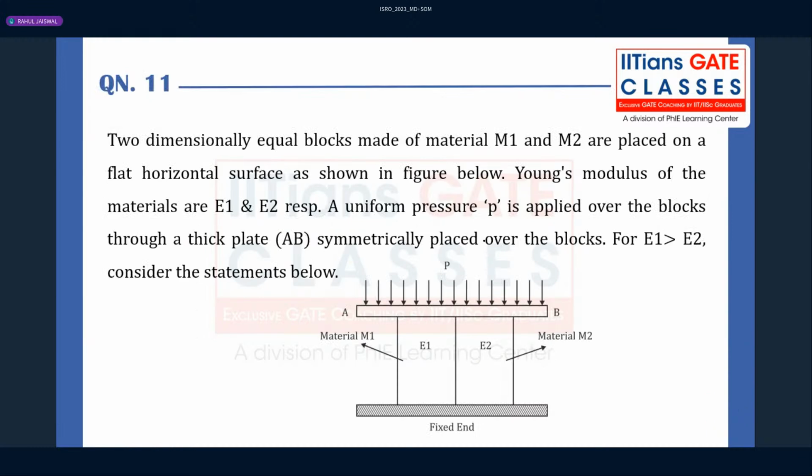Again, when you see this in question number 11, what have they given? They have given two materials. Both the materials are dimensionally equal. That means the areas are equal, and whatever the lengths are, the length is also equal.